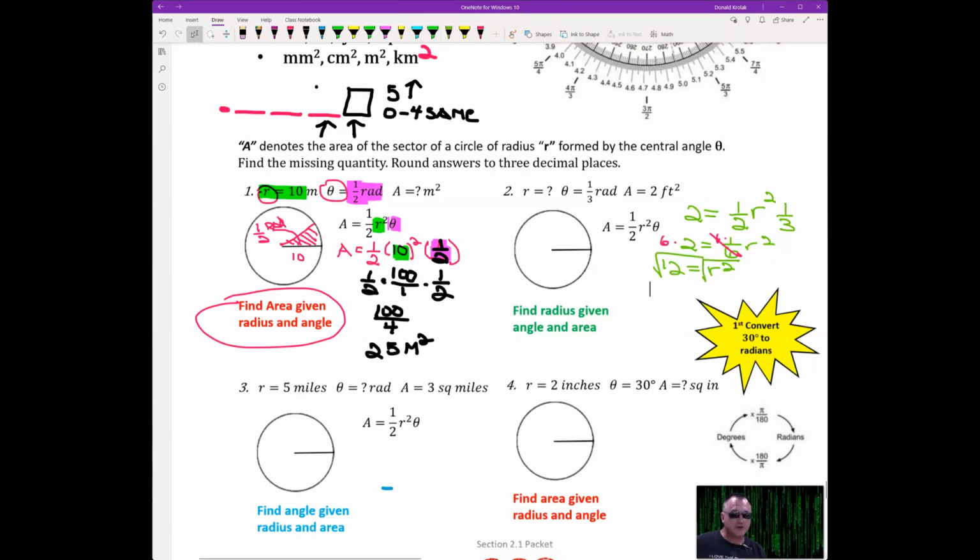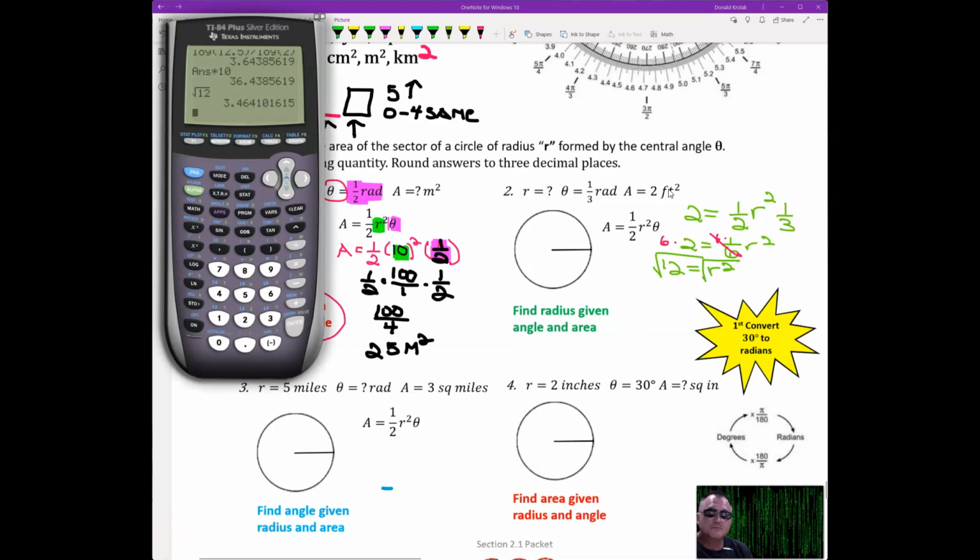So now evaluate the square root of 12. To 3 decimal places, it's 3.4641, so the 1 says leave that alone, and my unit for radius is feet.